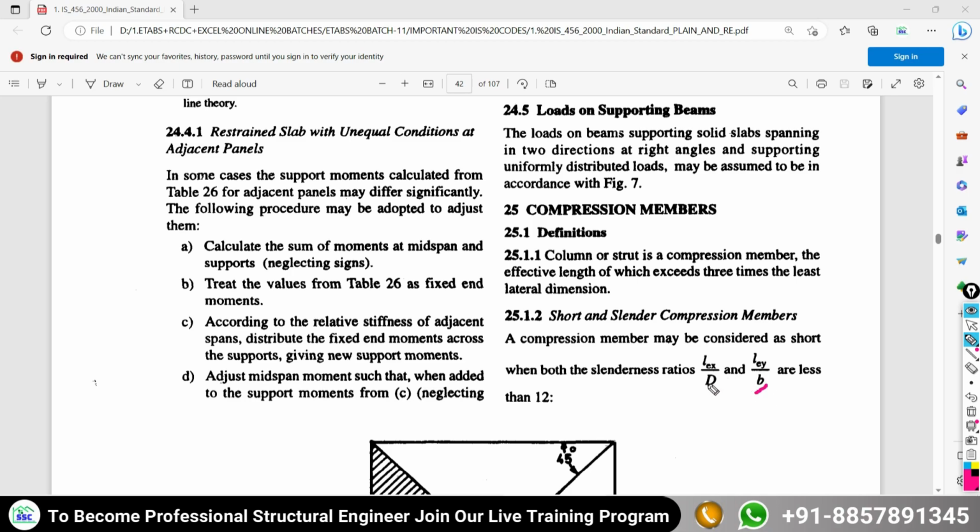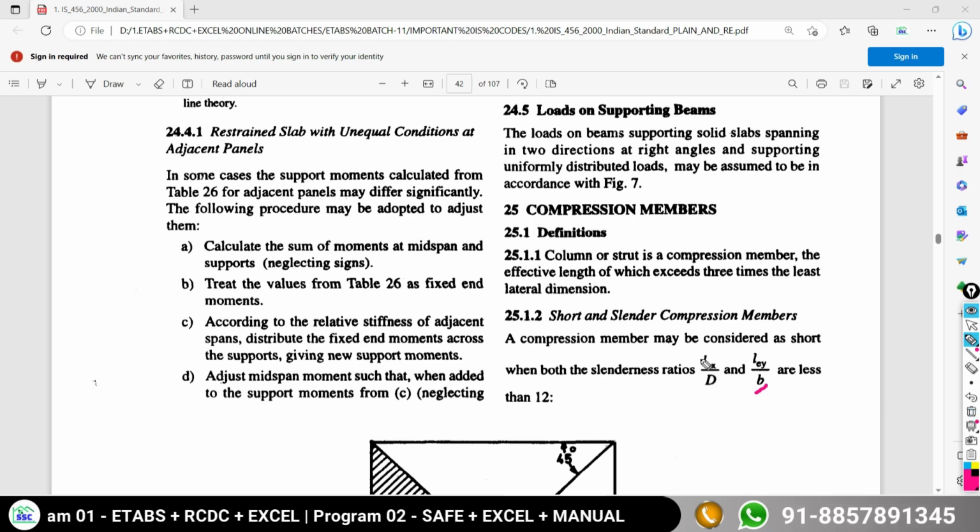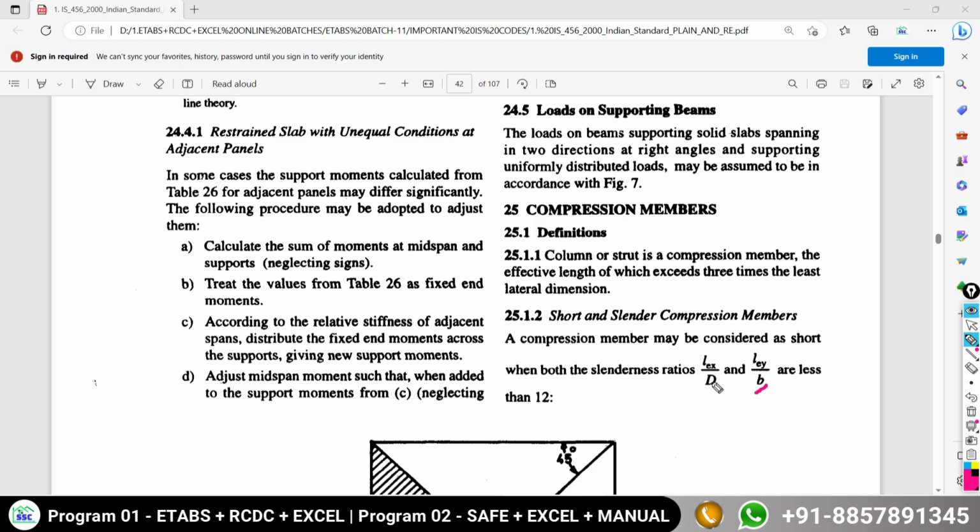If the ratios are coming more than 12, then we can say that about that particular axis your column is a long column, otherwise about that axis it is a short column. If about both of the axes the ratio is more than 12, we are going to call it a slender or long column. But if about both of the axes these ratios are less than 12, we are going to call it the short column. In our proposed example, we have to do the same calculation.